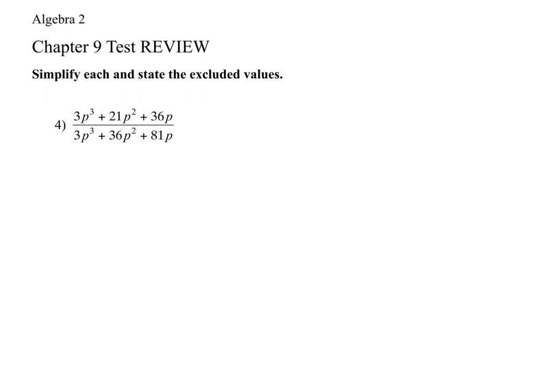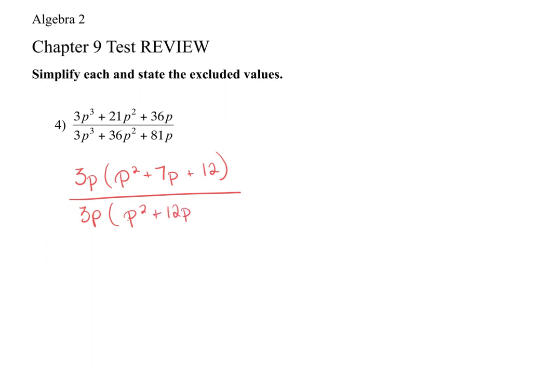So I look first to see if there's a common factor. Is there something in common in that numerator between all three of your terms? 3, and for the variable you would use p. And then you're going to divide that out. So this is going to be 3p cubed divided by 3p is just p squared. Here we'll get 7p, and here we'll get 12. In the denominator, I can also take out that 3p, and I'm left with p squared plus 12p.